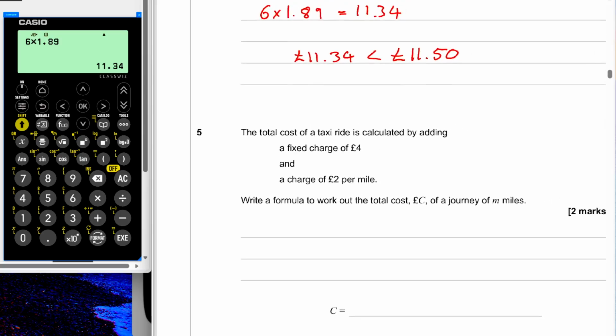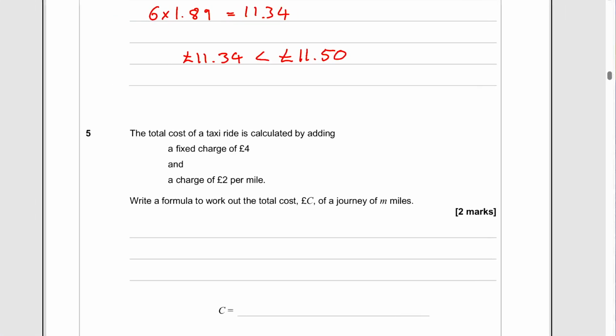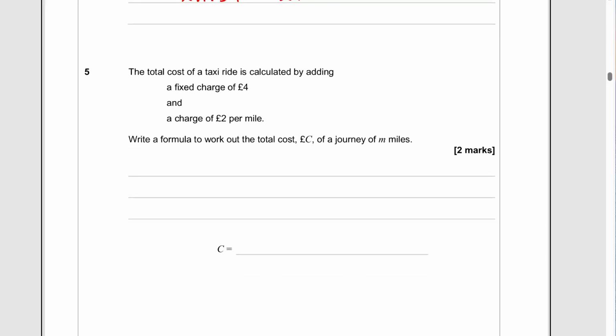Right, question 5. The total cost of a taxi ride is calculated by adding a fixed charge of £4 and then a charge of £2 per mile. Write a formula, so we don't need a calculator for that. Write a formula to work out the cost in C of a journey of n miles. So we've got a fixed charge, so that's going to be a flat £4 plus £2 per mile, so that's going to be 2m. So 4 plus 2m. We could factorize that, but there's no need to, so we'll leave it like that.